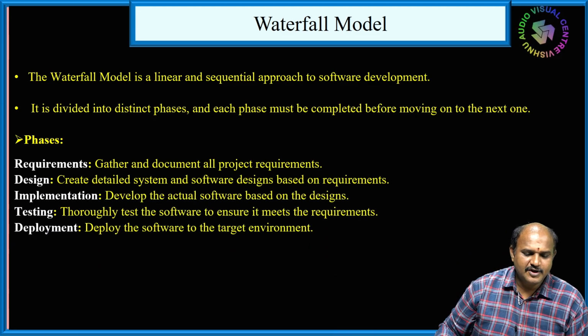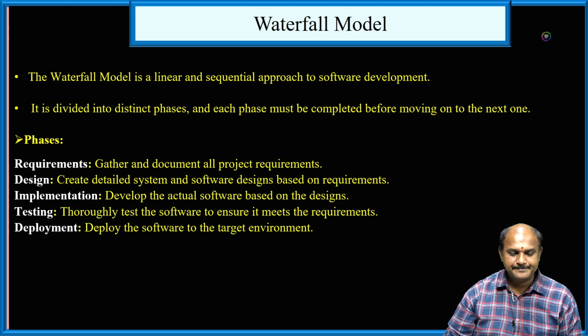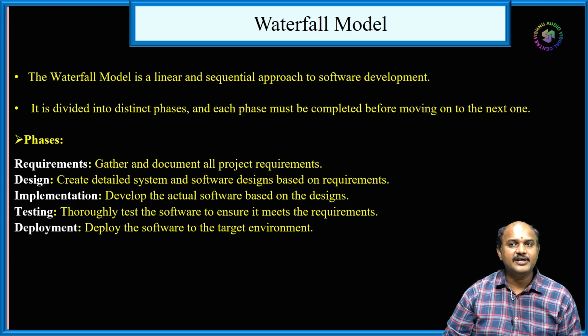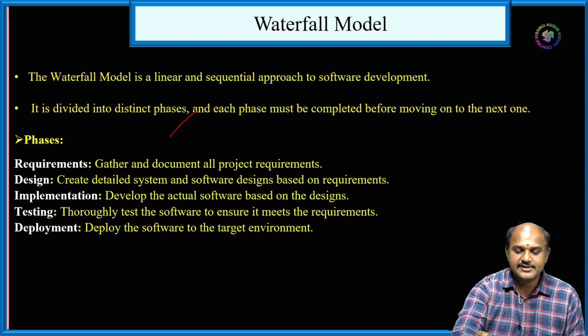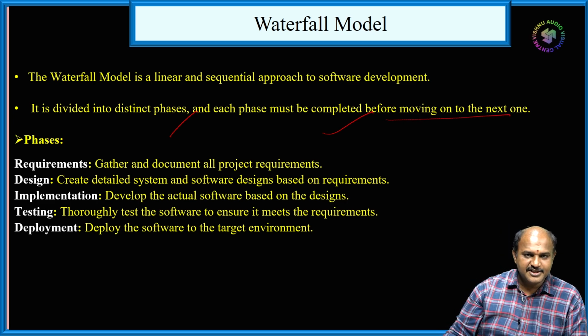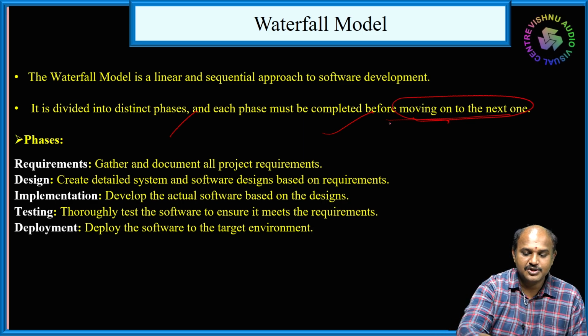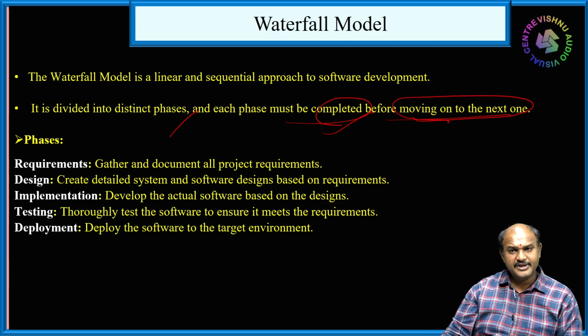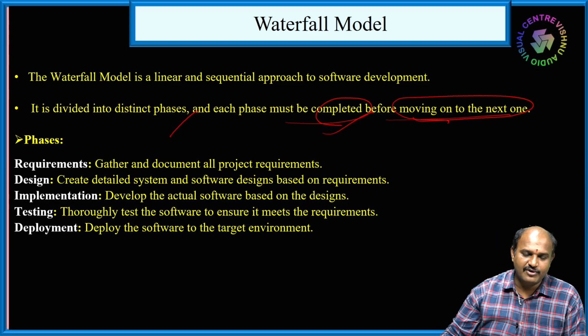So here the waterfall model is a linear and sequential approach to software development, and it is divided into distinct phases. Each phase must be completed before moving to the next phase. That is already explained. So before you move into the next phase, you should complete the first phase. That is the mandatory thing in this waterfall model.